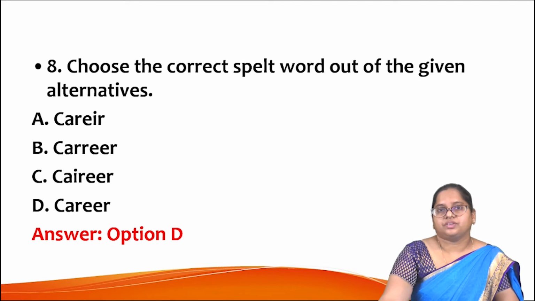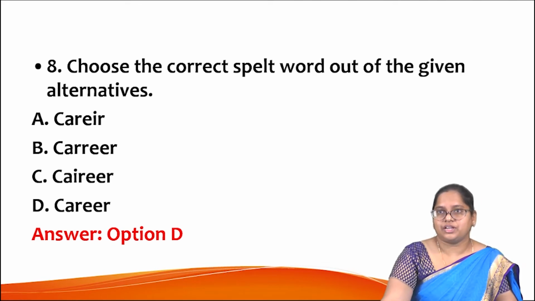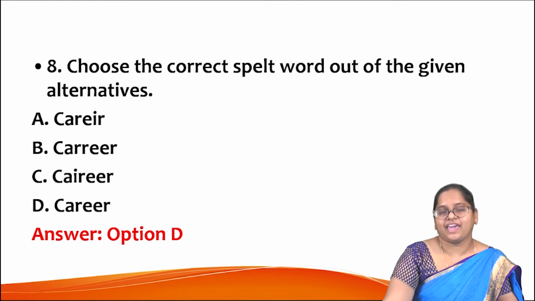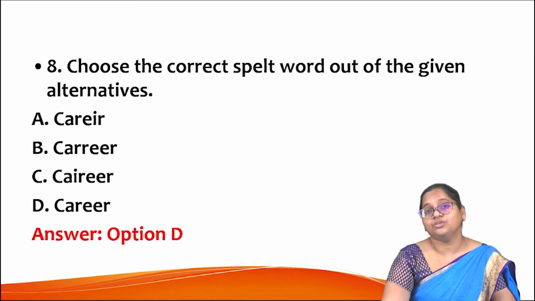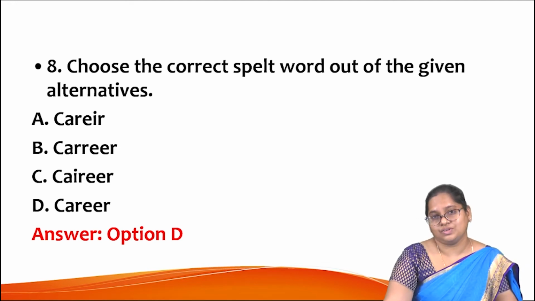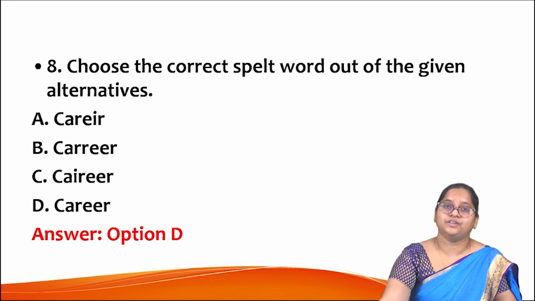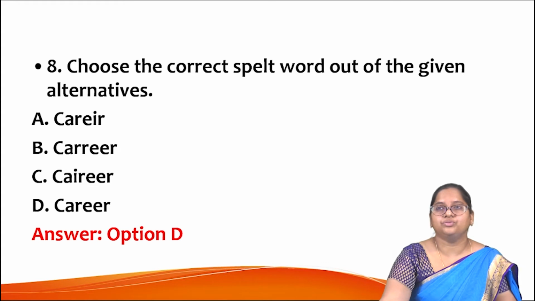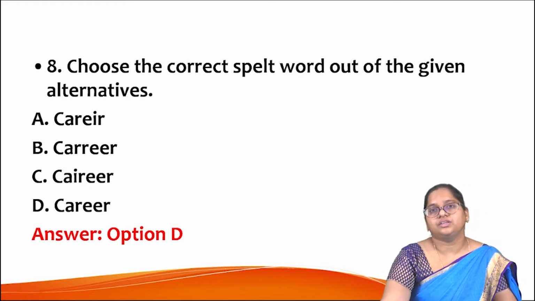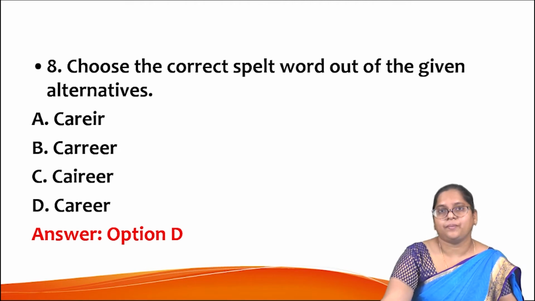Eighth question. Choose the correct spelled word out of the given alternatives. Next. Career. A, B, C, D. So sometimes the words are funny, and when you sound those words differently, then you can identify the wrong spelling sometimes. Sometimes you don't use it, sometimes you use properly. So you have to have this spelling knowledge compulsorily without fail.